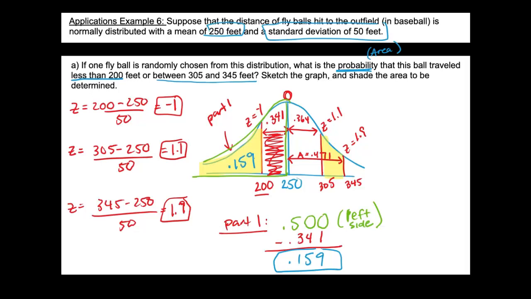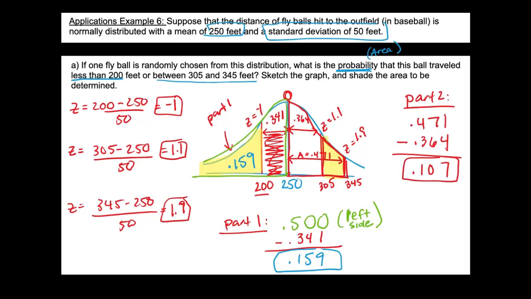Okay, and then for part 2, I'm going to need to subtract these areas. So 0.471 is this entire area here. Well, I don't want that whole area. I want to take off this white section that's labeled 0.364, and that will give me this yellow shaded section here on the right hand side. And so if I subtract these two numbers, I get 0.107, and that's going to be my part 2 number. That's the area of the shaded region on the right hand side, 0.107.